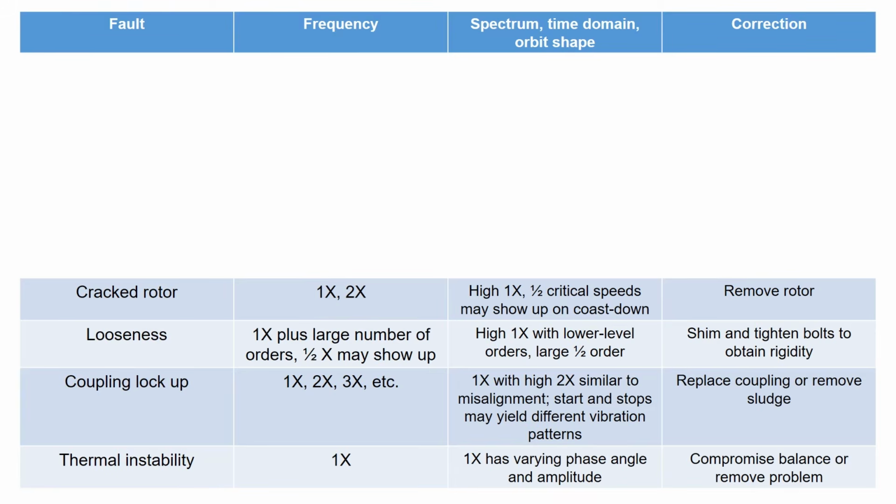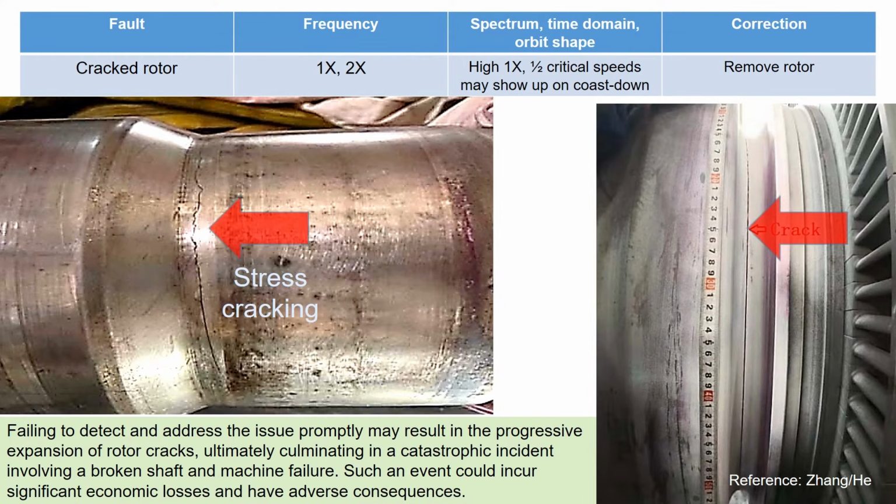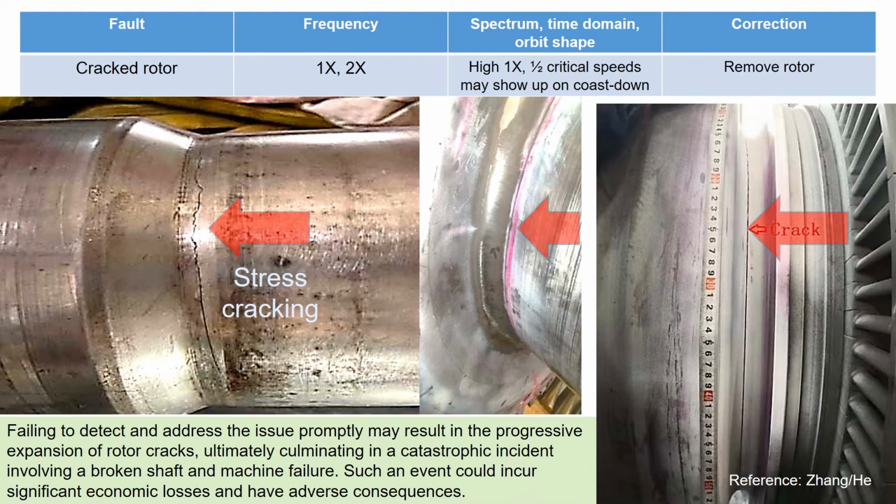Okay, now let's look into the cracked shaft. Failing to detect and address the issue may result in progressive expansion of shaft cracks, and ultimately can involve a broken shaft and machine failure. Such an event incurs significant losses and has adverse consequences.